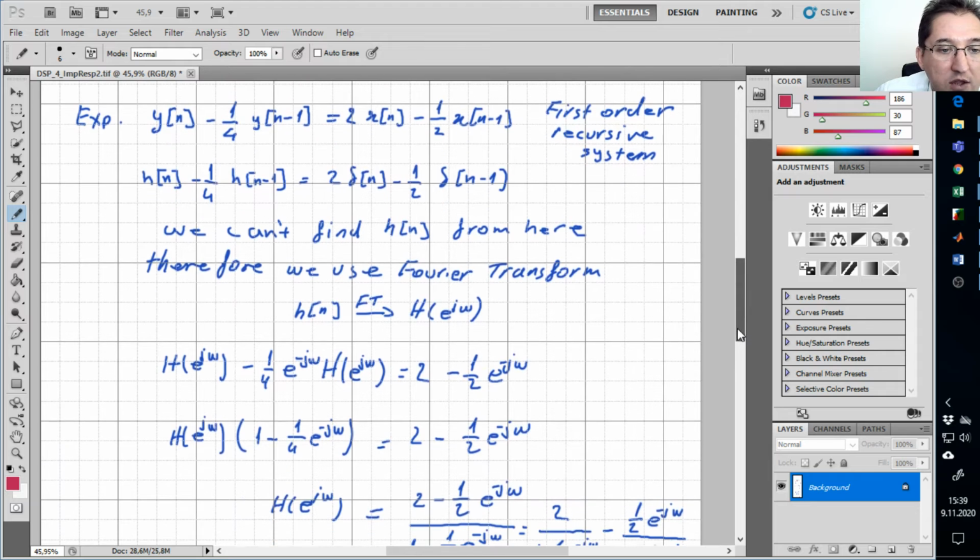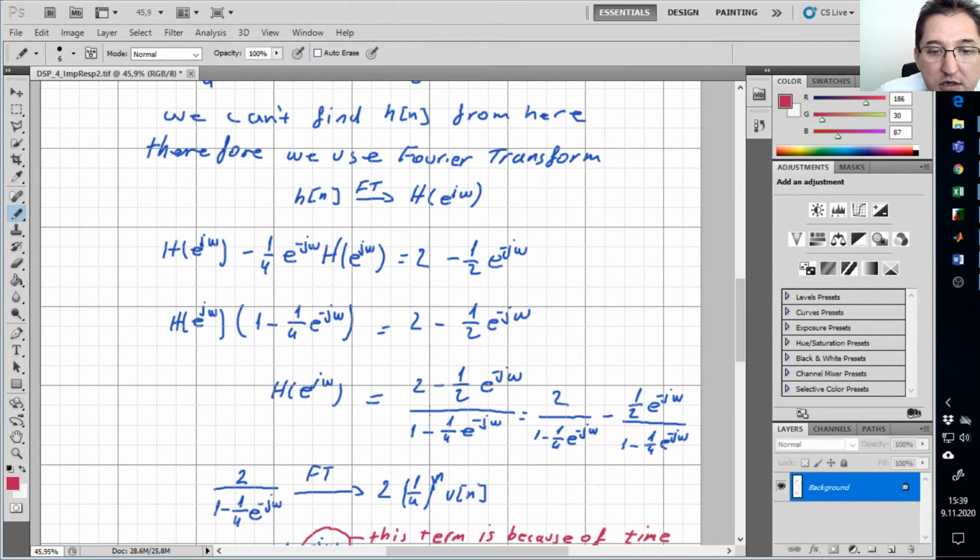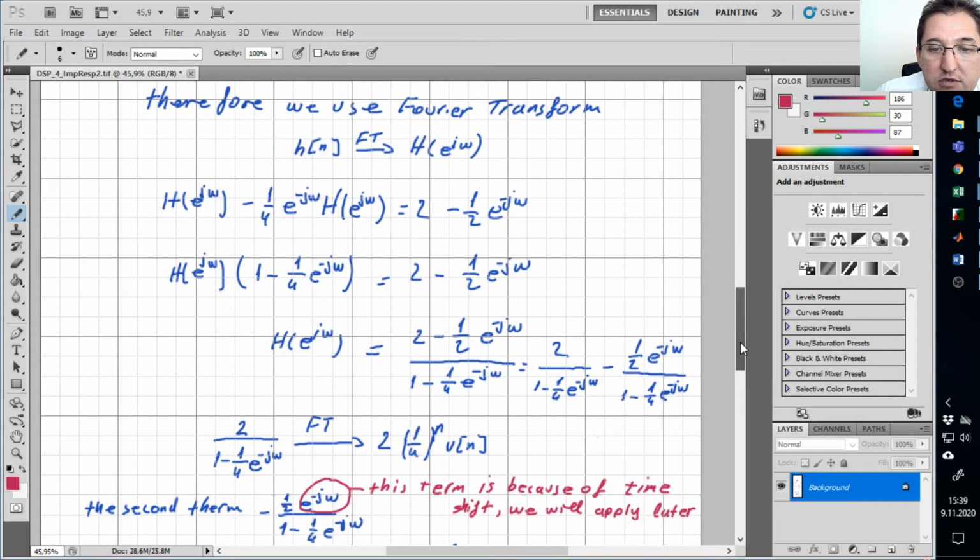Okay, and we can take this part in parentheses of H(e^jω). Then we can take this part to the right side of the equation as a denominator. Then we can divide this into two terms, separating them. As you can see, we know this inverse Fourier transform here. 2 over 1 minus 1/4 e^-jω has the inverse Fourier transform 2 times (1/4) to the n u[n], where 1/4 is the root.